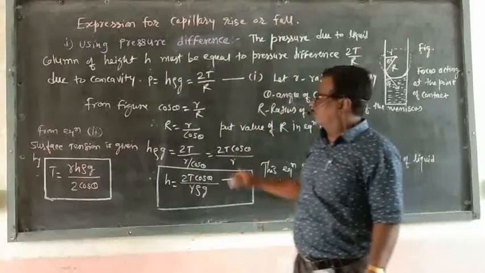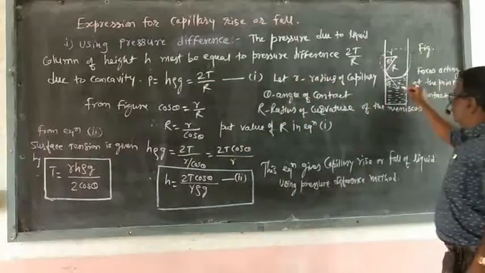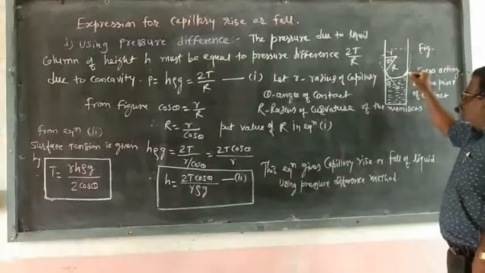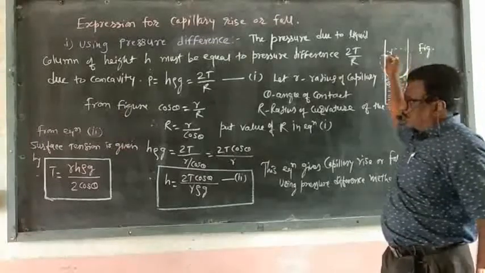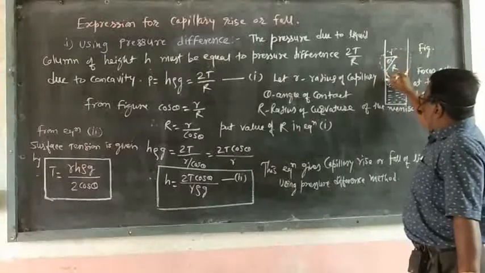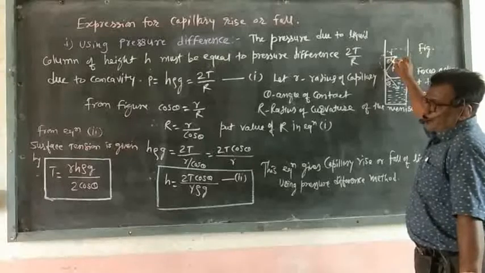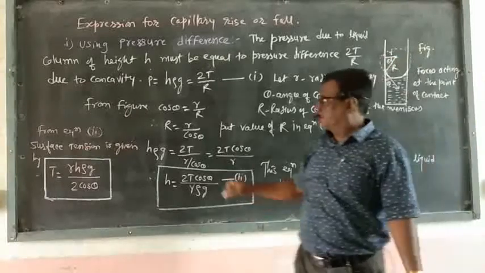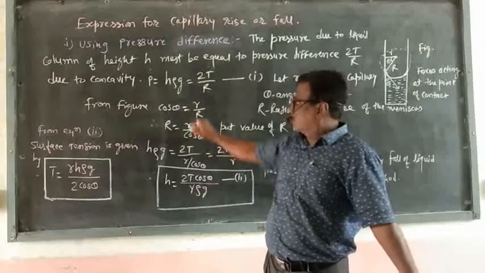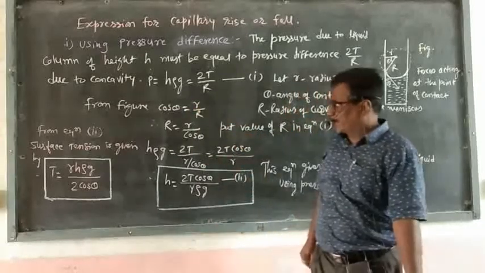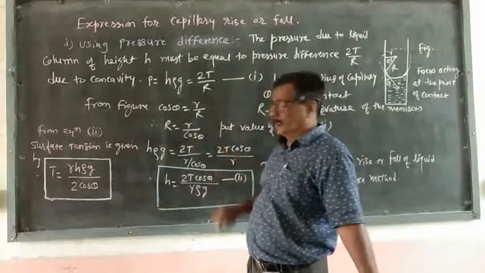Now we have to find out the value of this capital R. This capital R is the radius of curvature. To find the value of capital R, consider the figure. From this figure, this angle is theta, therefore this opposite angle is also equal to theta. So we know that cos theta is equal to small r divided by capital R. Now cross multiply, we get capital R is equal to small r divided by cos theta.